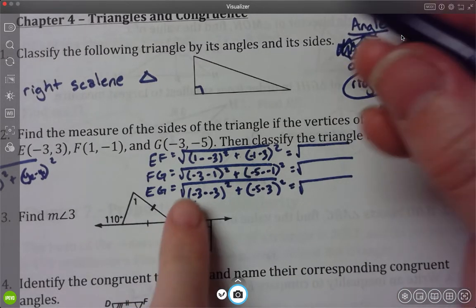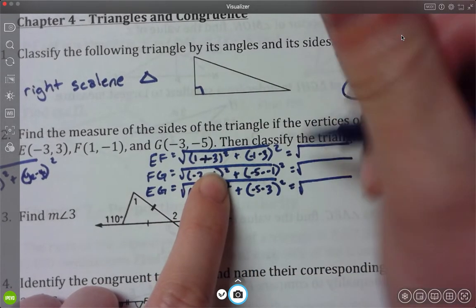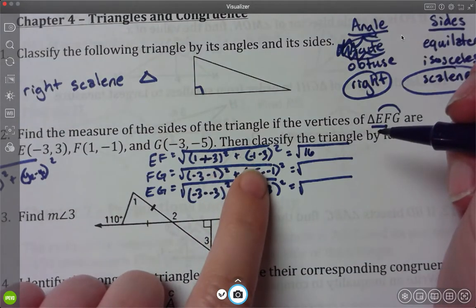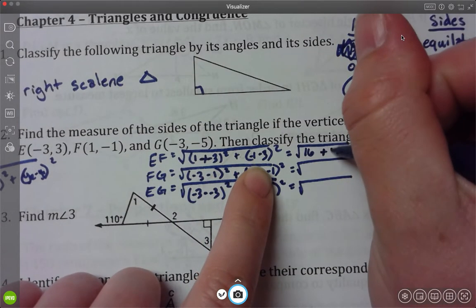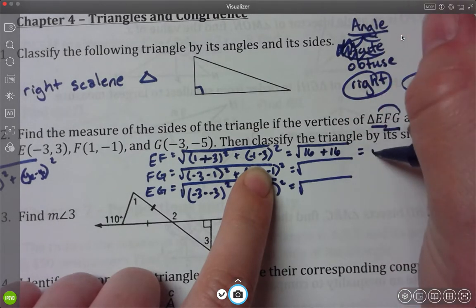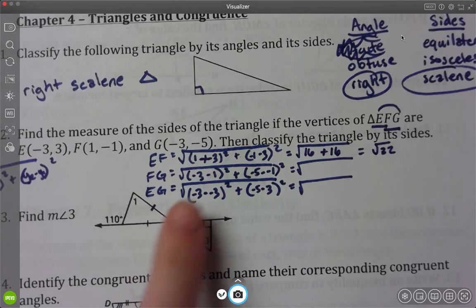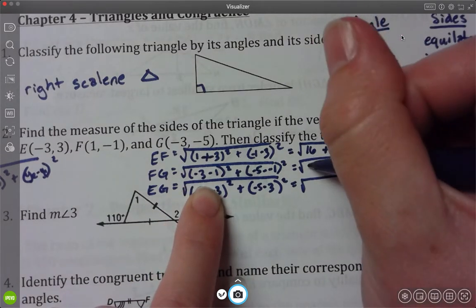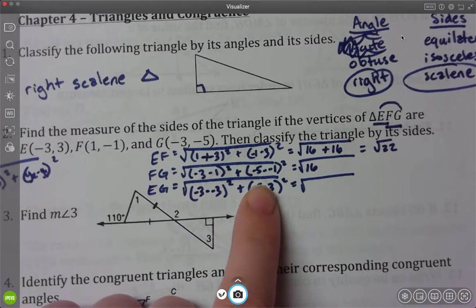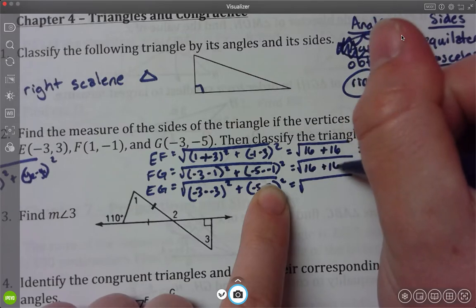So if you did like 3 minus a negative 5 or whatever, that's going to end up being the same thing, okay? So here I have 1 minus a negative 3, or 1 plus 3, which is 4. 4 squared is 16, okay? 1 minus a negative 3 is negative 4. Negative 4 squared is also 16. So this is the square root of 32. That's what it looks like. Okay, let's go down and do the next one. So negative 3 minus 1 is negative 4. Square root of 16, negative 5 minus a negative 1 is negative 4 squared, which is also 16.